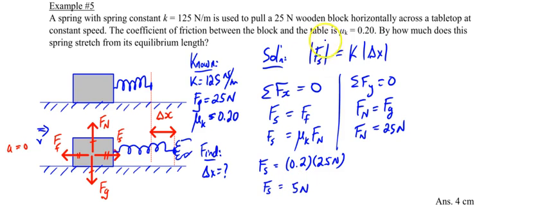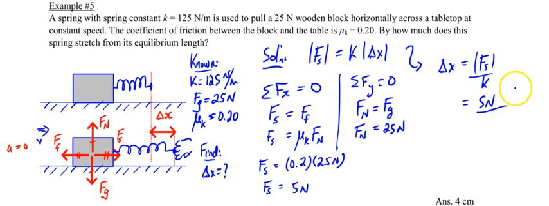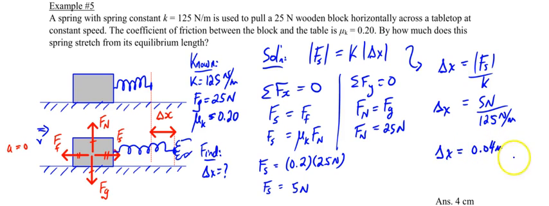So now you know the spring force, you know the spring constant, so you're ready to figure out the extra stretch distance. The extra stretch distance, x, is going to be the magnitude of the spring force divided by the spring constant. So that would be equal to 5 newtons divided by 125 newtons per meter. And that gives you an answer of 0.04 meters, which is the same thing as 4 centimeters. Okay, that's it.